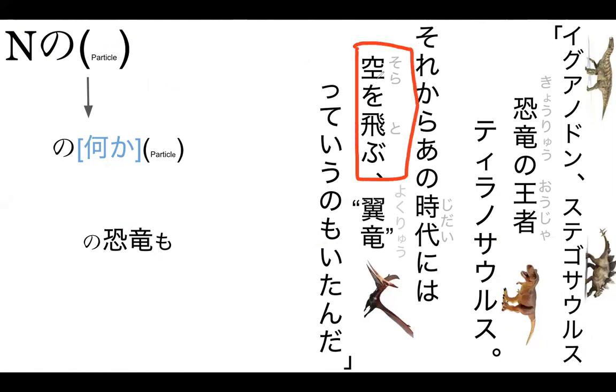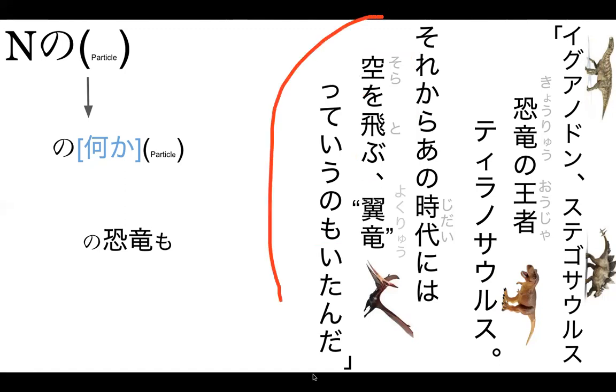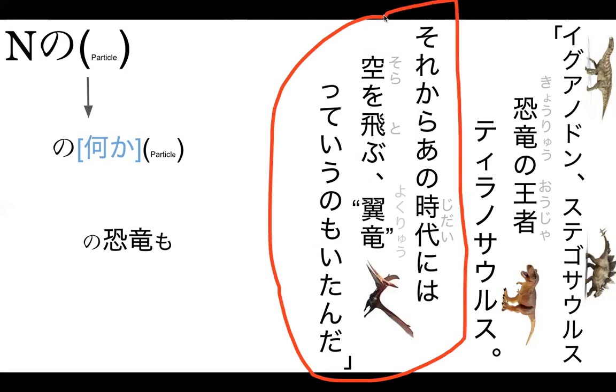Sora o tobu, what does that mean? So fly in the sky. Yes. Or rather, sky flying for this context. It's like flying for of the sky, the sky being affected by the flying. It's kind of weird. I've never seen sora o tobu used before. Normally it's sora de or sora ni or something like that. So it's interesting. I think they really want to make it important that you know it's flying.